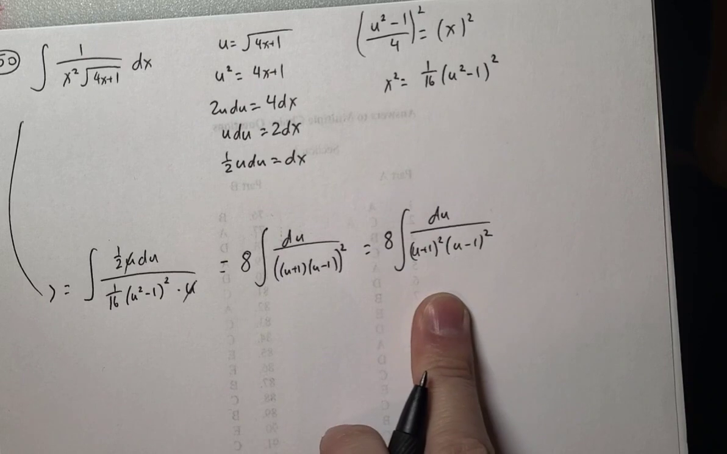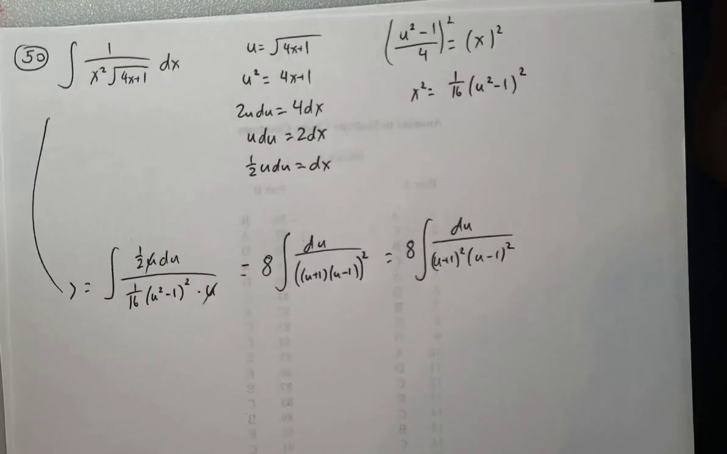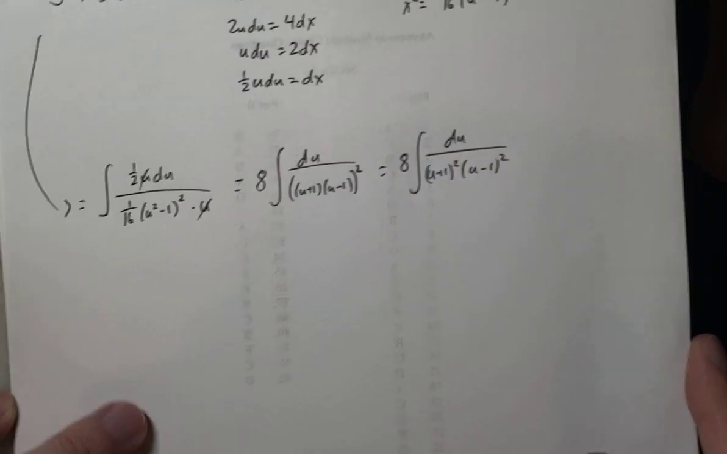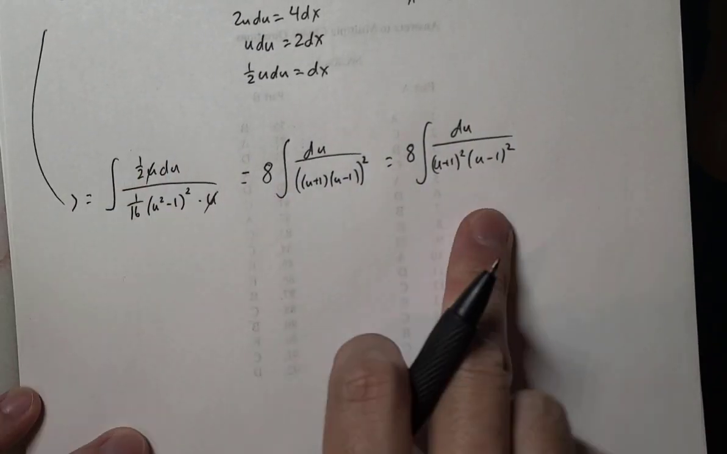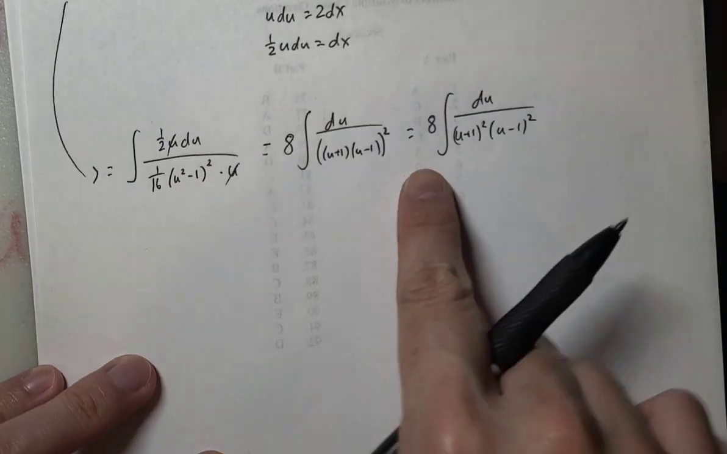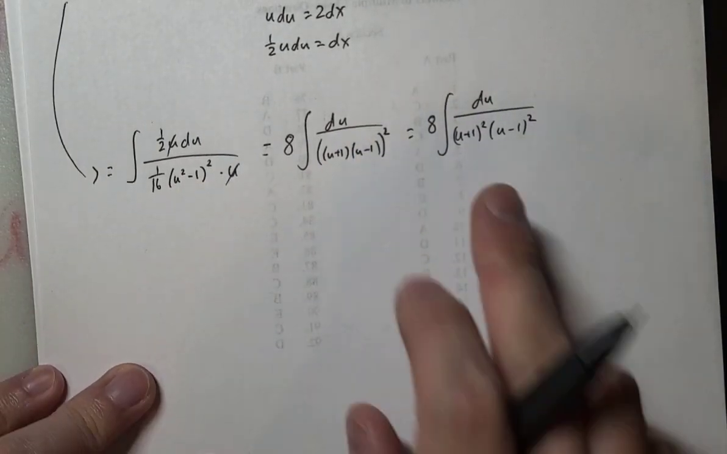Okay, so now how do we solve this? As I just said, partial fraction decomposition. Here we have repeated terms, so we've got to be careful. Okay, so let me just do it over here then. We'll ignore the 8 for now.